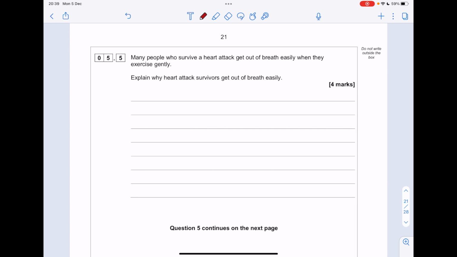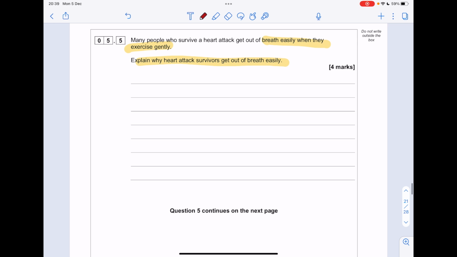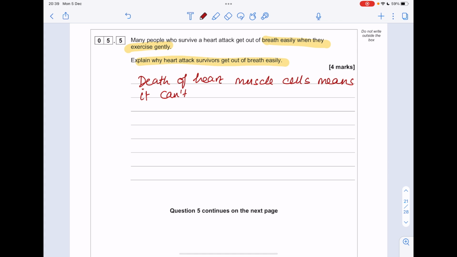Many people who survive a heart attack get out of breath easily when they exercise gently. Explain why heart attack survivors get out of breath easily. Well, it already pointed out that there is death of heart muscle cells. So what does that mean? Well, it means that the heart can't contract as powerfully, meaning that less oxygen is pumped per heartbeat.